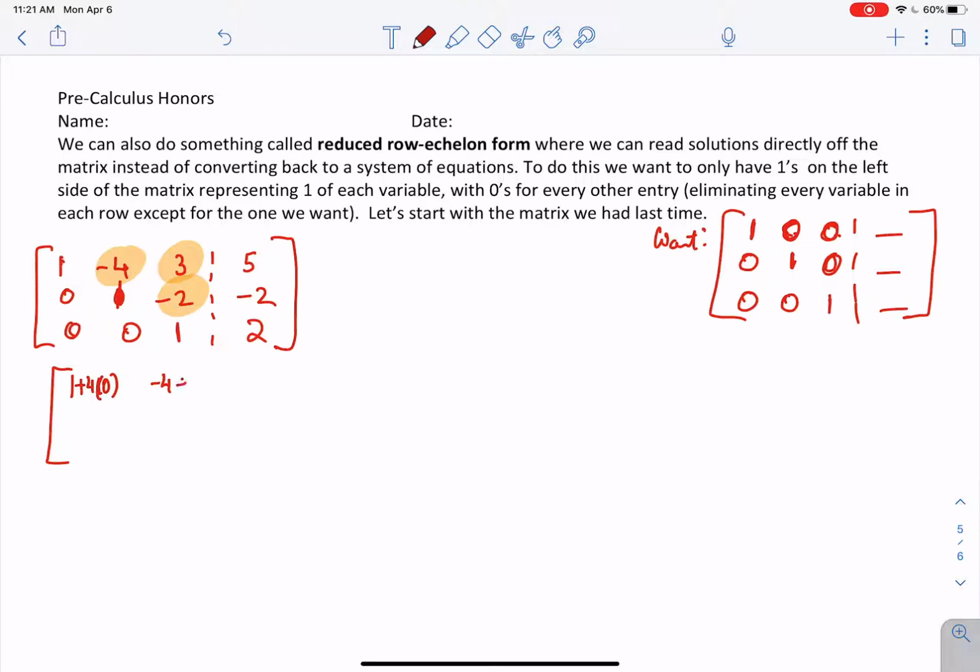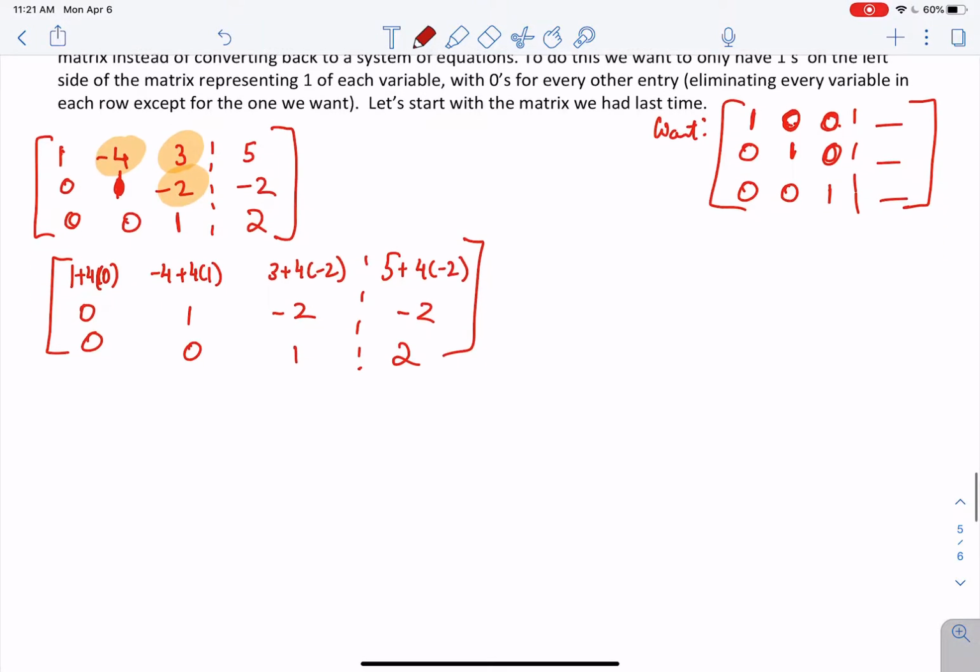So this would be negative 4 plus 4 times 1, and then 3 plus 4 times negative 2, and 5 plus 4 times negative 2. This row stays the same for now. This row stays the same for now. And we'll get 1, 0, and then this becomes 3 minus 8, which is negative 5. 5 minus 8 is negative 3. And we get this matrix.